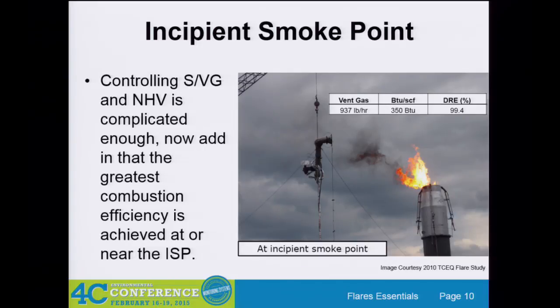But as we said, just to reiterate, we want to control all these moving pieces and keep yourself as close to that incipient smoke point as possible. And from the preamble to MACT CC, you see them making comments like, this increased monitoring and control will make it easier for you to be as close as possible to your incipient smoke point without smoking. So it's definitely the EPA's perception that having this sort of control scenario will allow you to operate your flare in this manner.